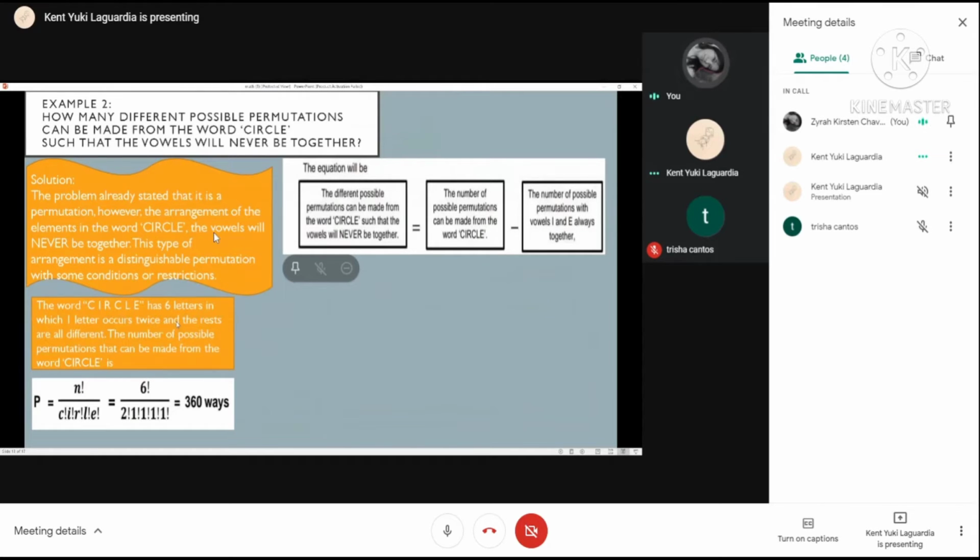The word circle has six letters in which I occurs twice and the rest are all different. The number of possible permutations that can be made from the word circle is P equals n factorial over C factorial, I factorial, R factorial, L factorial, E factorial equals 6 factorial over 2 factorial, 1 factorial, 1 factorial, 1 factorial, 1 factorial equals 360 ways. The vowels that should come together will be considered as a single letter and need to be permuted again since it contains another arrangement.